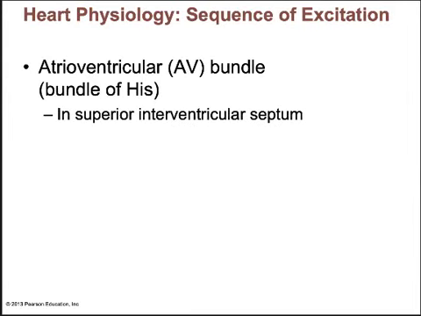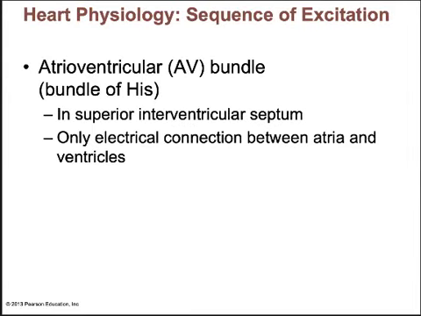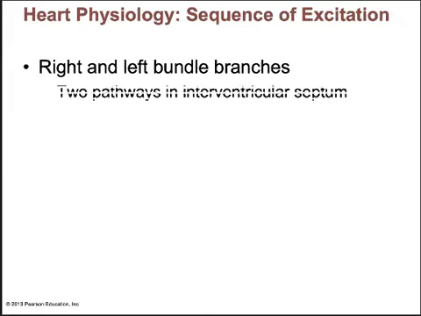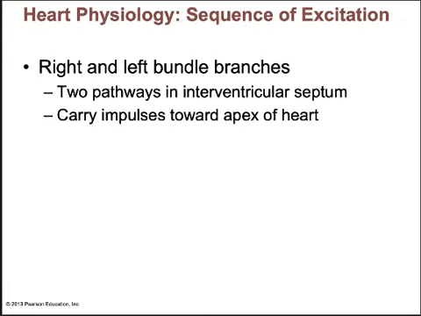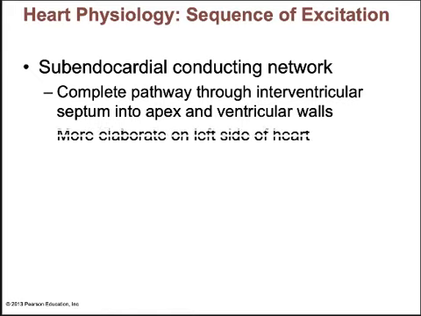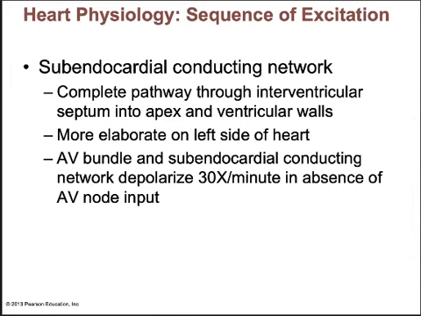The AV bundle is in the superior interventricular septum and forks into the right and left bundle branches. It's the only electrical connection between the atria and ventricles because they're not connected by gap junctions. The right and left bundle branches split towards the right and left portion of the apex of the heart, and then the Purkinje fibers bring the impulse up the walls of the ventricles. The left side has a more elaborate network than the right side of the heart.